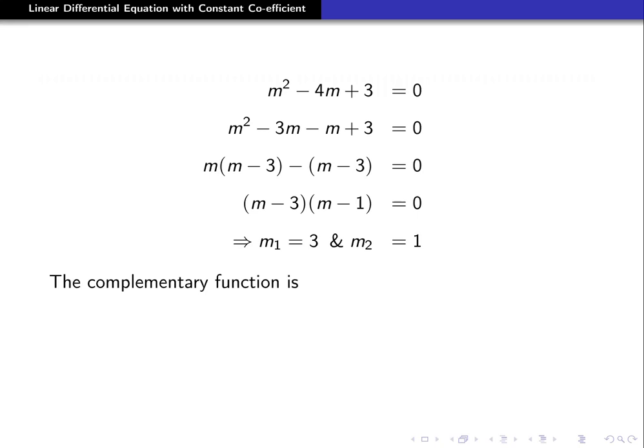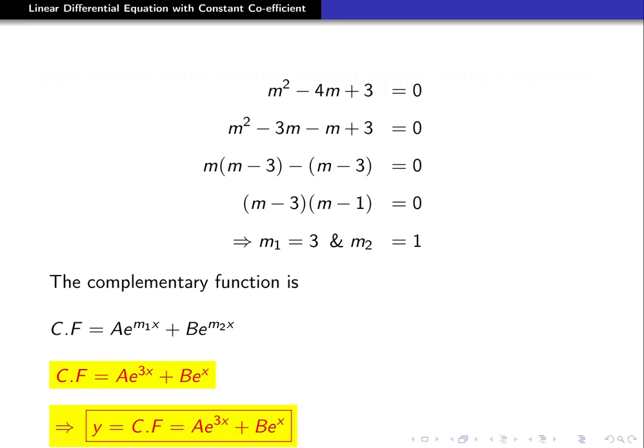So the roots are real and unequal, case 1. The complementary function is a e^(m1 x) + b e^(m2 x). Here m1 and m2 are 3 and 1. Whenever the right hand side is 0, the particular integral is 0. At that time we consider only the complementary function as the solution of the given differential equation. So y = a e^(3x) + b e^x, which is the solution of the given problem.